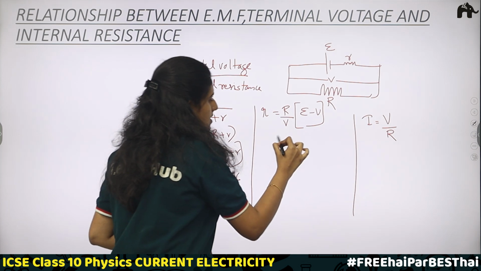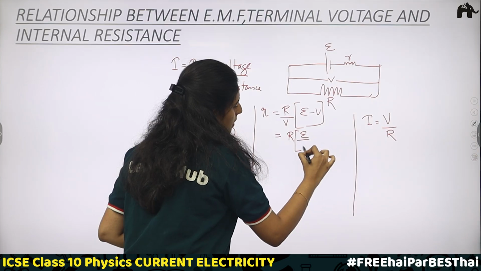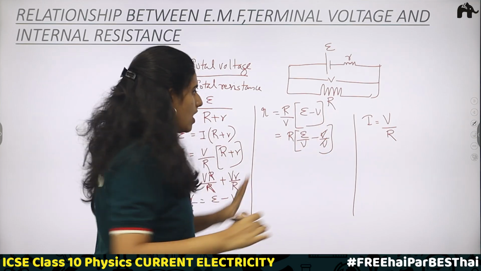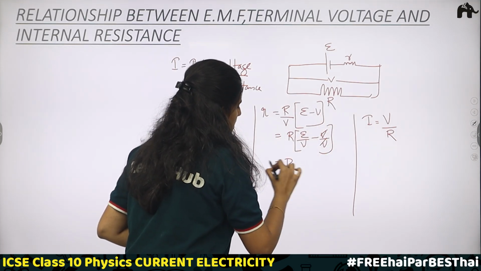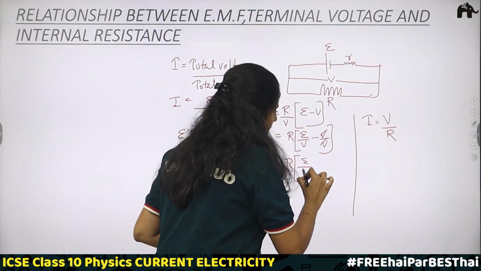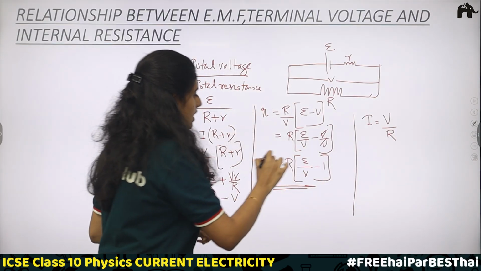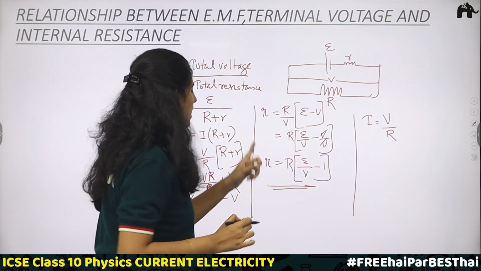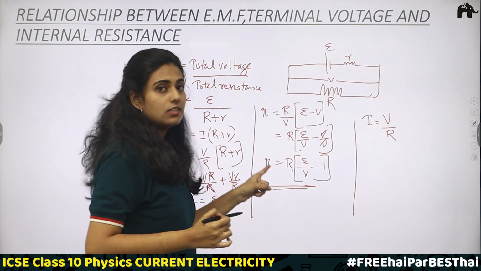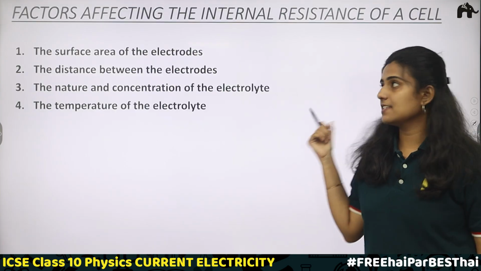That is R into epsilon by V minus V divided by V. V and V are the terminal voltage, the same value, so it becomes 1. So internal resistance r is equal to capital R into (epsilon divided by V minus 1). So this is the relation between terminal voltage, EMF and the internal resistance. When terminal voltage and EMF are known, you can easily calculate the internal resistance. Clear? Next, the factors affecting internal resistance of a cell.